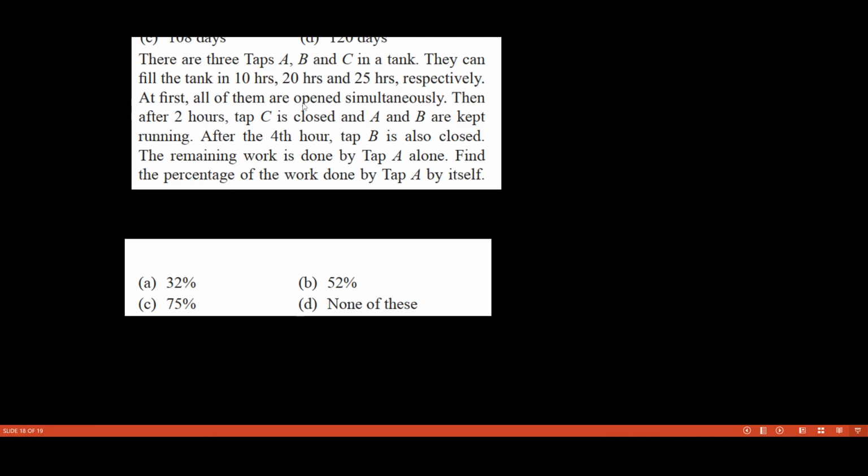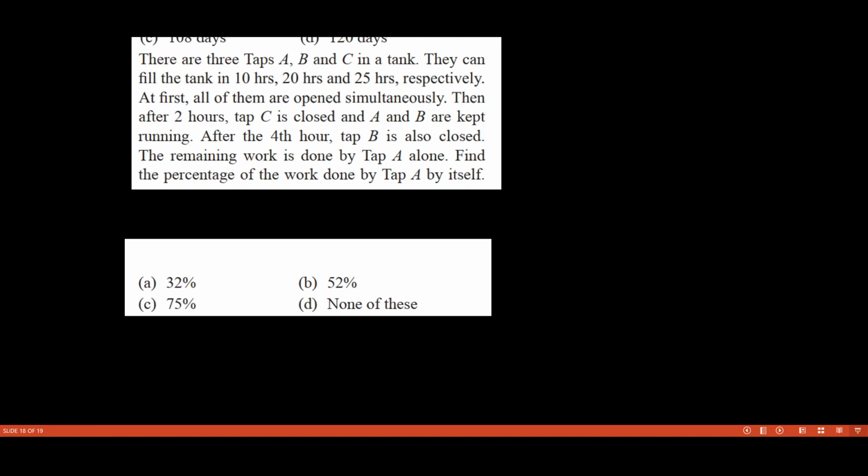They can fill the tank in 10 hours, 20 hours and 25 hours respectively. At first all of them are opened simultaneously, and then after 2 hours tap C is closed, and A and B are kept running, and after the 4th hour the tap B is also closed and the remaining work is done by tap A alone. Find the percentage of the work done by tap A by itself.